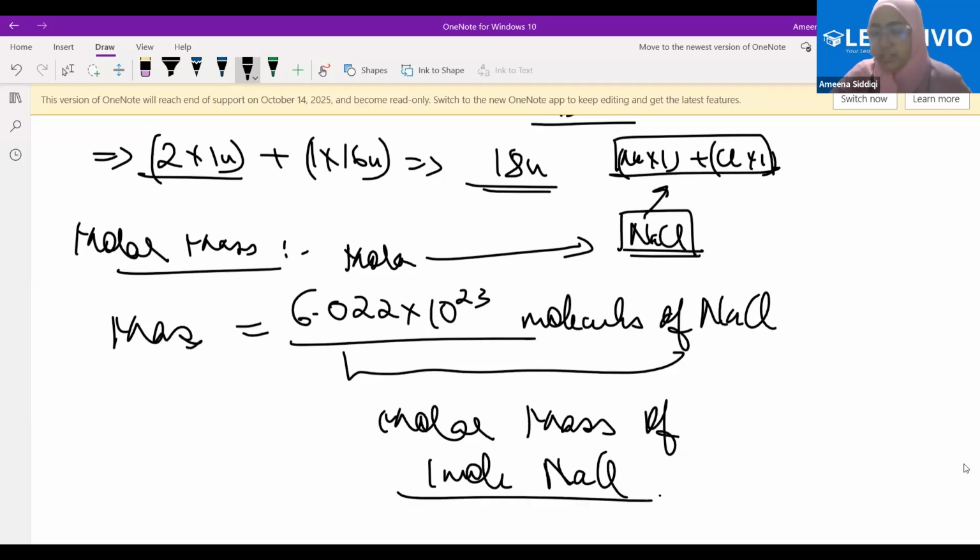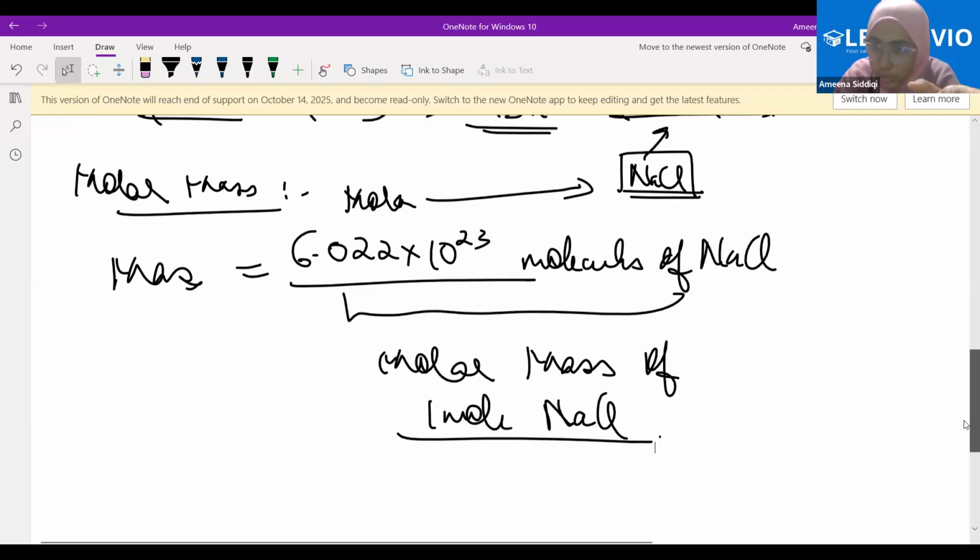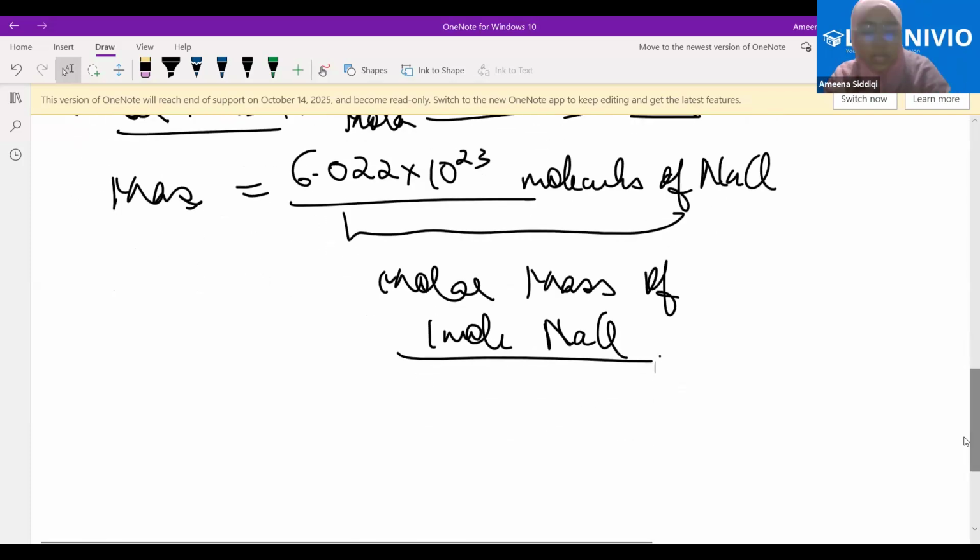Any confusion here? Yes or no? It's a simple understanding, right? If I'm calculating the mass of one molecule, it is called the molecular mass. If I'm calculating the mass of 6.022 into 10 raised to the power 23 molecules of that compound, since that is called 1 mole, that is called the molar mass. In simple words, the mass of 1 mole of any particular compound is called the molar mass of that compound. Is it clear?